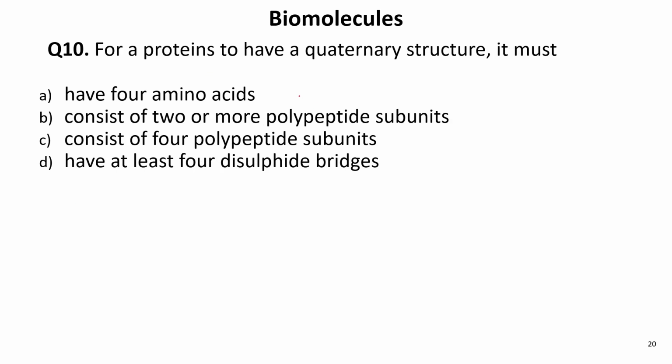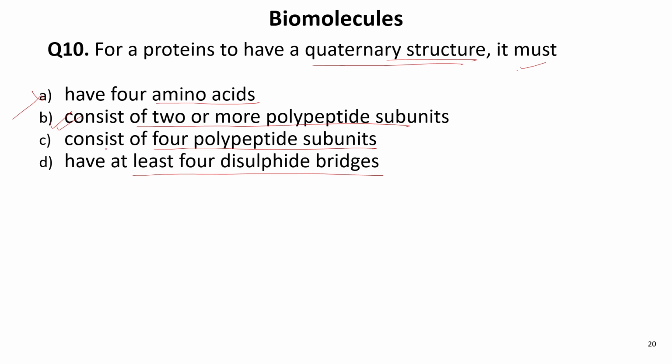For a protein to have a quaternary structure, it must what? Have 4 amino acids, consist of 2 or more polypeptide subunits, consist of 4 polypeptide subunits, or have at least 4 disulfide bridges. 4 amino acids is incorrect. Actually, the quaternary structure requires subunits, and those subunits must reach up to the tertiary level, that is, they are polypeptides. So at least they must consist of 2 or more polypeptide subunits to form a quaternary structure.